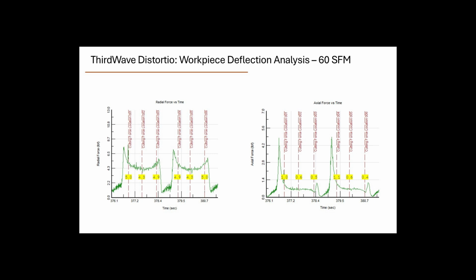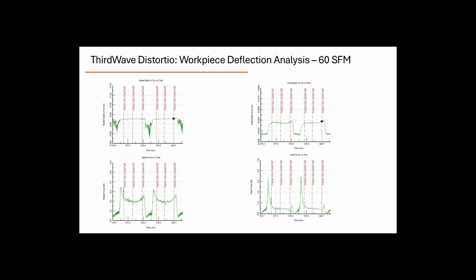Similarly here, we have the radial force and the axial force. The radial force would be the force induced along the cutting direction, and then the axial force is through the tool. And then this is just showing a little bit more of some of the other force information that we can get. So we have a radial depth of cut versus time, an axial depth of cut versus time, and then the associated forces.